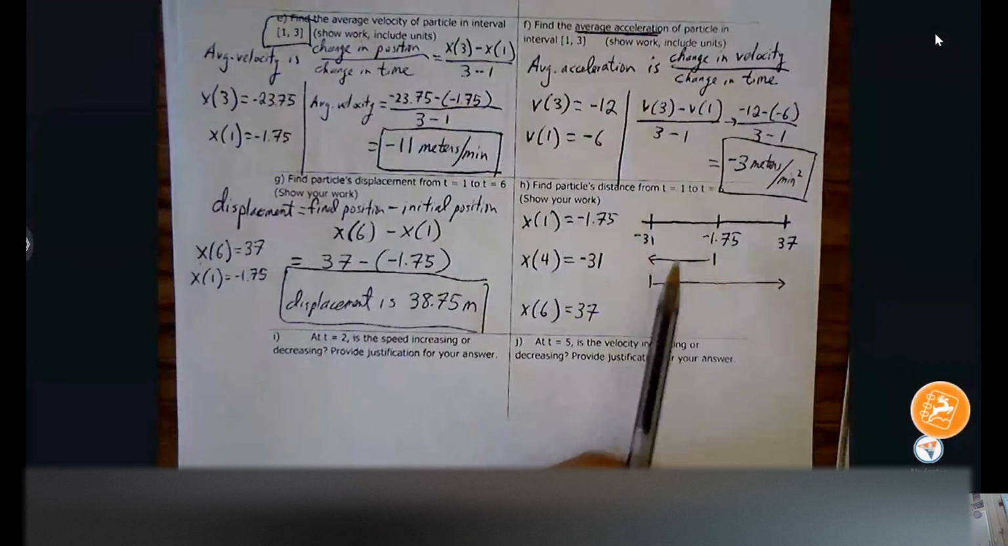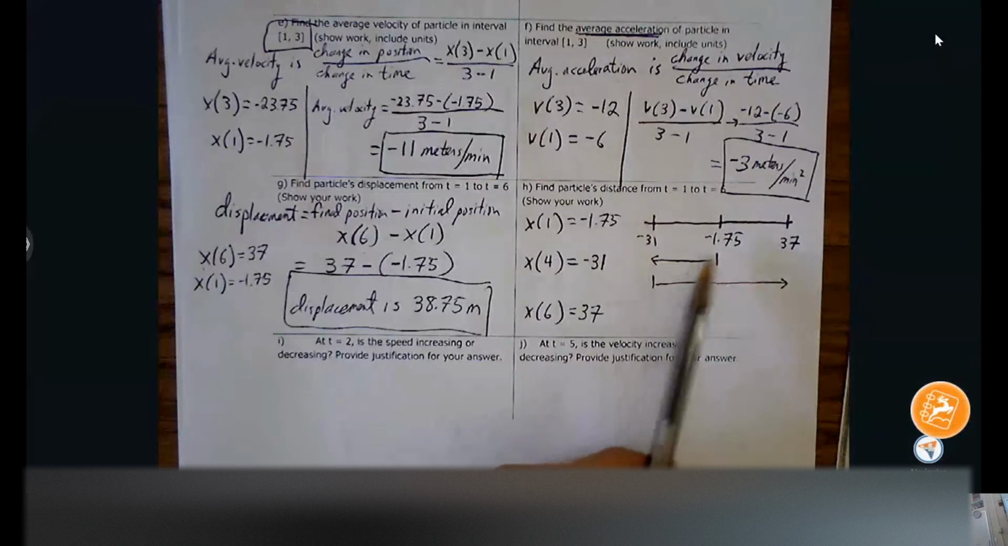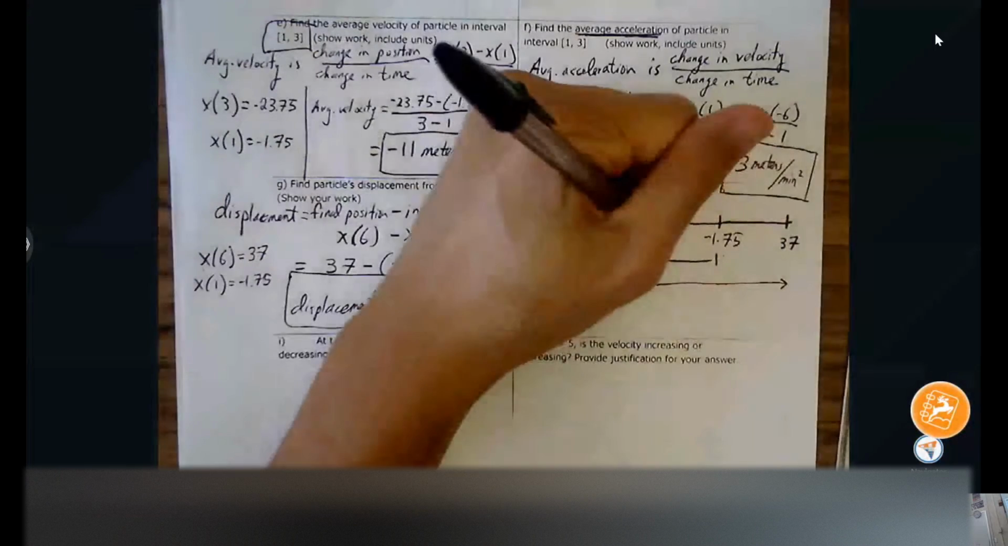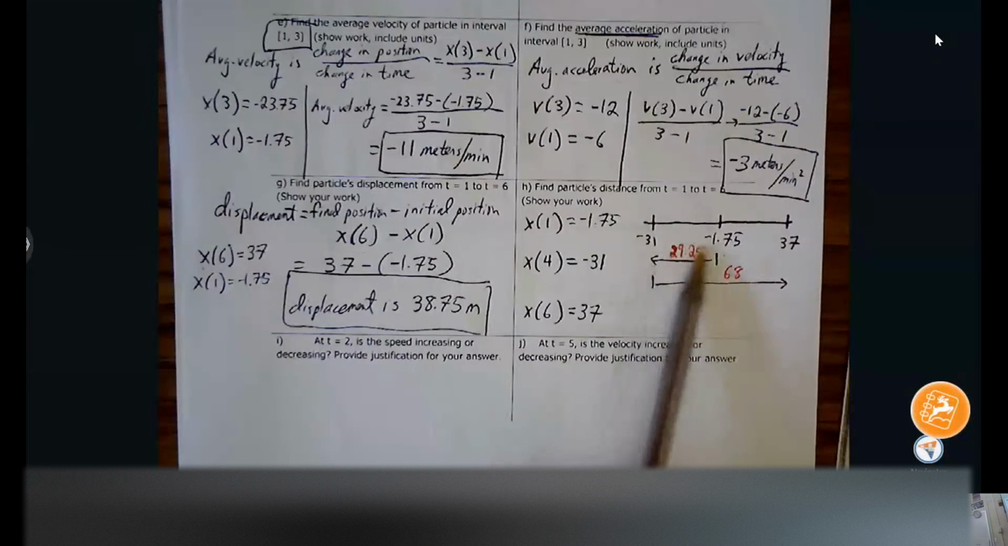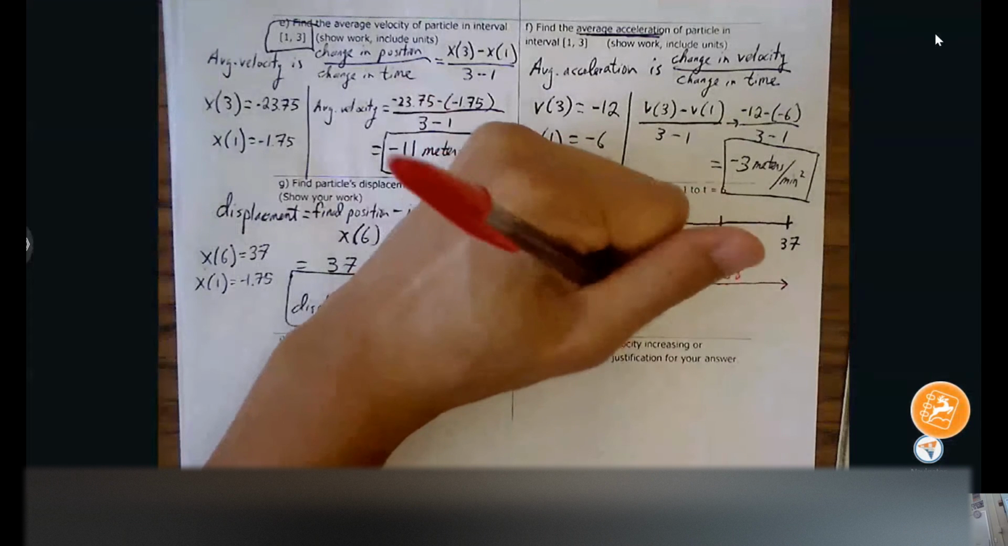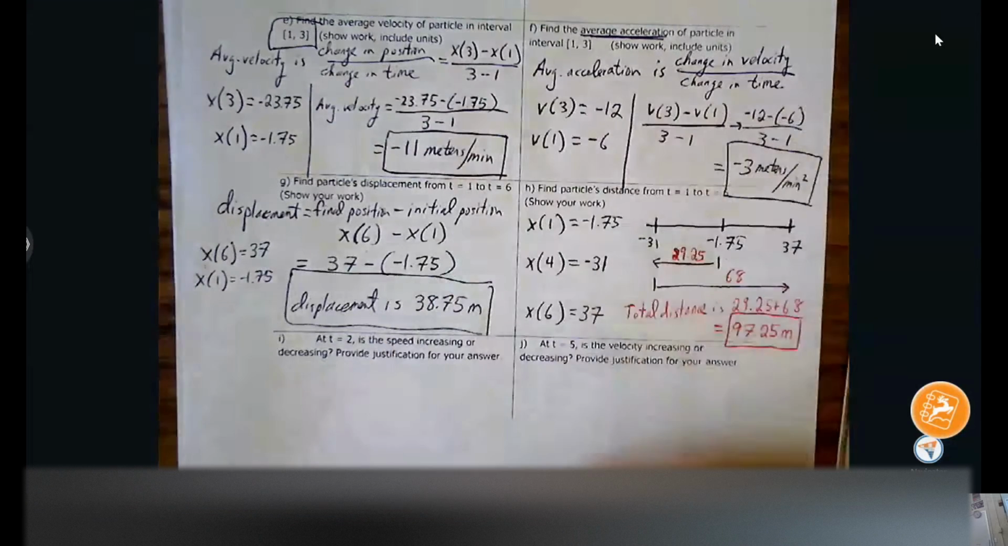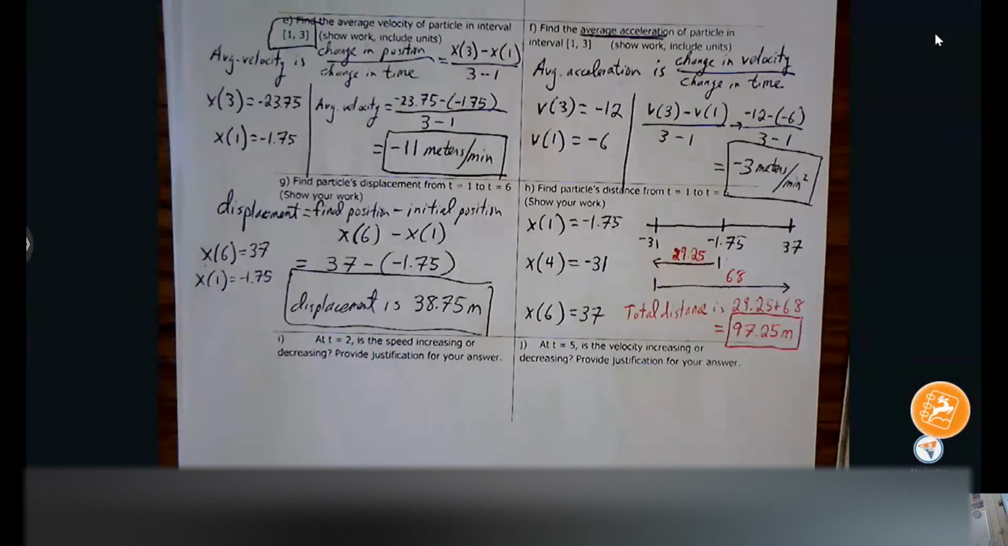So we can just subtract these values and make sure that we keep the positive value of that. So negative 1.75 minus a negative 31 will give us 29.25. And then 37 minus a negative 31, that distance is going to be 68. So despite the fact that we're moving left, we keep that as a positive number. So both are positive. We add those together, total distance. Questions?